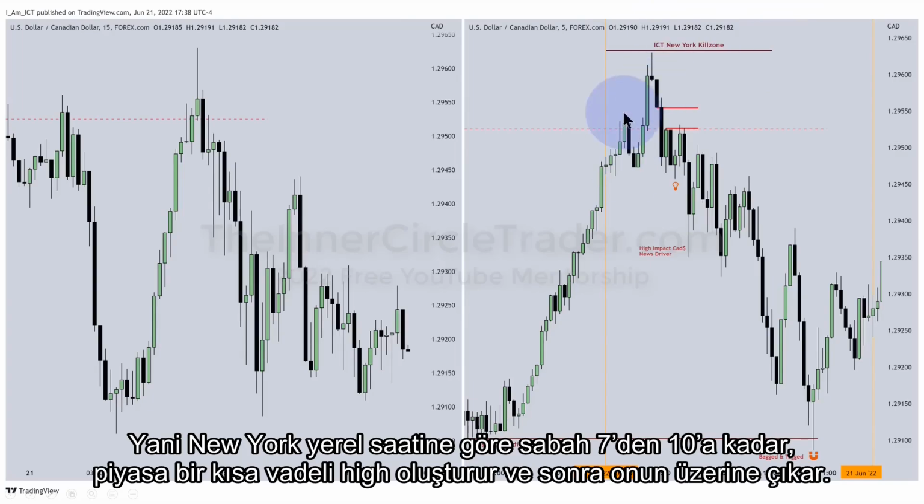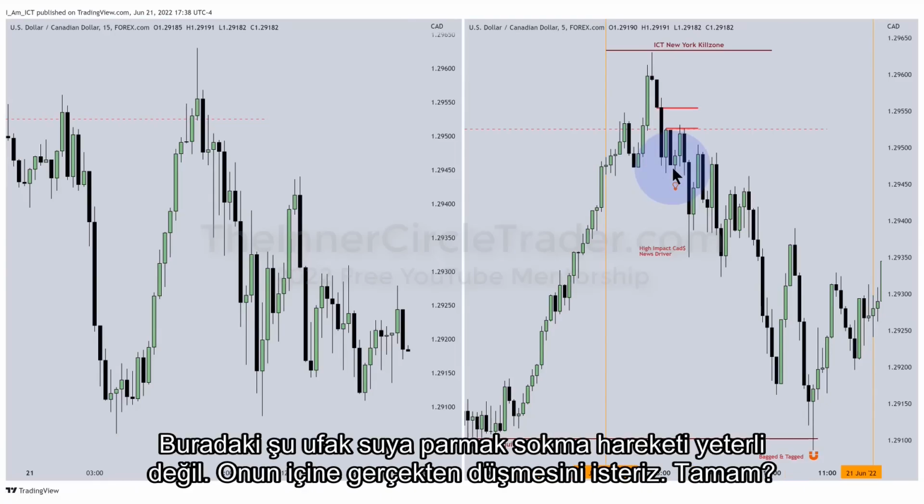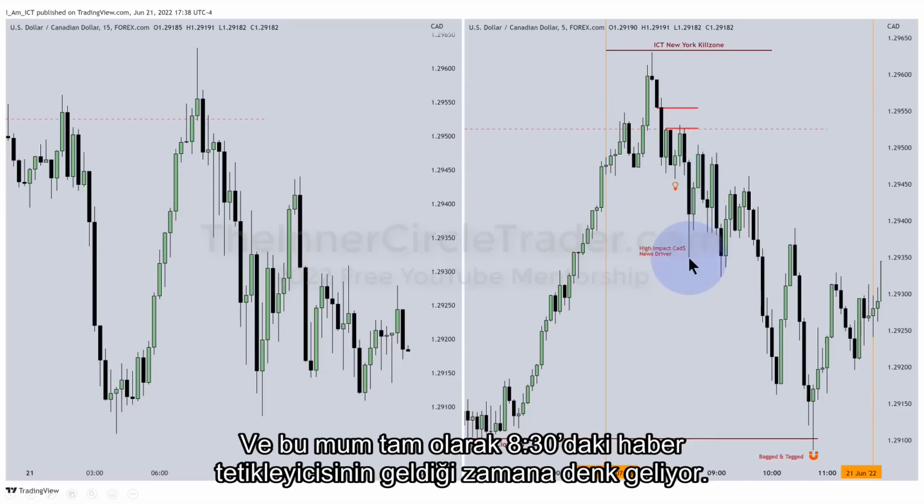The market creates a short-term high, then runs above that. So we have buy side taken, then the market drops just below here, but I want to have a more meaningful displacement. Okay, we want to see something that's more energetic. This little toe in the water type thing here, that's not enough. We want to see it fall in. Okay, so it drops down, that short-term low here, that's your shift in market structure. Energetic displacement, and that candle is exactly when that news driver came out at 8:30.